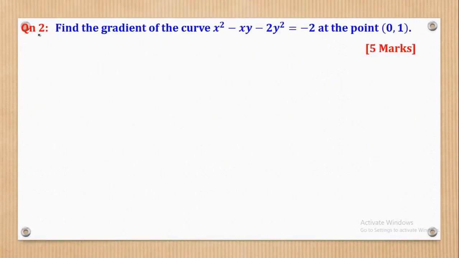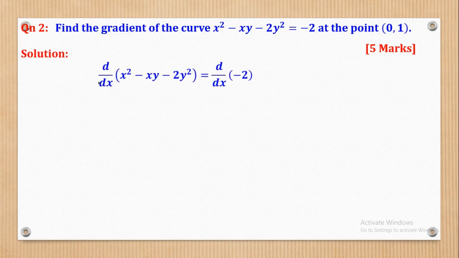Now we shall go to question 2. Question 2 says find the gradient of the curve, this curve, at the point (0, 1). So this is an implicit function. You have to remember how to differentiate an implicit function. So what we are going to do is differentiate both sides with respect to x.